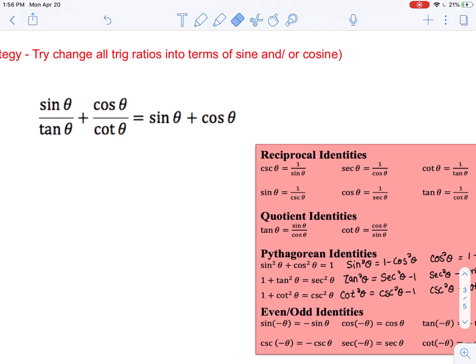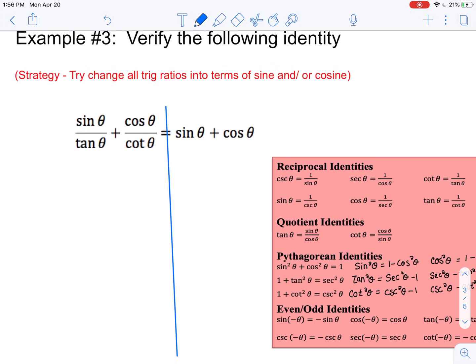On a problem like this, I'm going to work on the left side because it looks like it has a lot more going on. It might be easier for me to simplify this and get it to something like sine theta plus cosine theta. I'm going to try the strategy of rewriting tangent and cotangent in terms of sine and cosine.